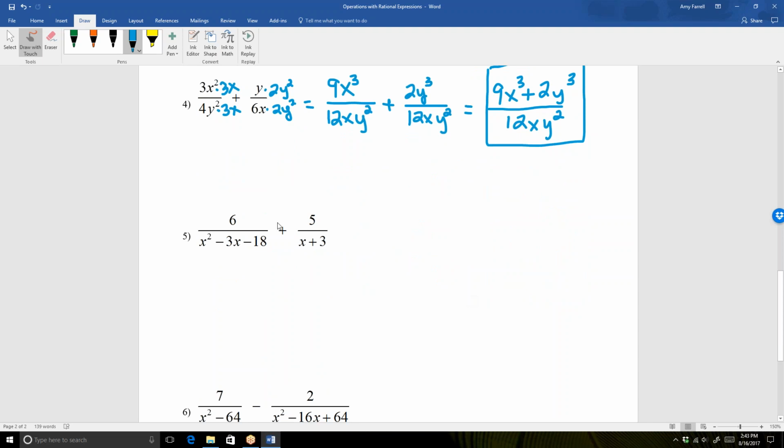Okay, let's see what we're going to do when we've got not just monomials down there, but we've got trinomials and binomials.